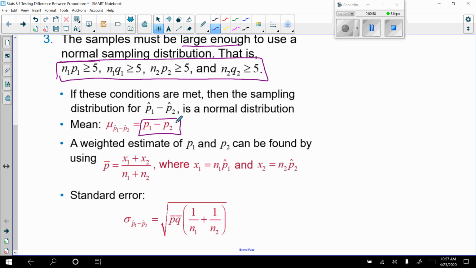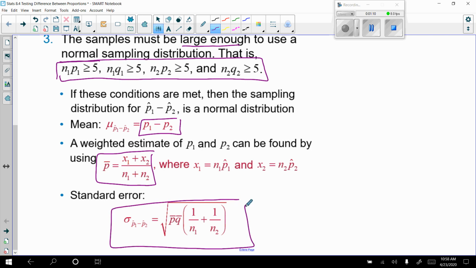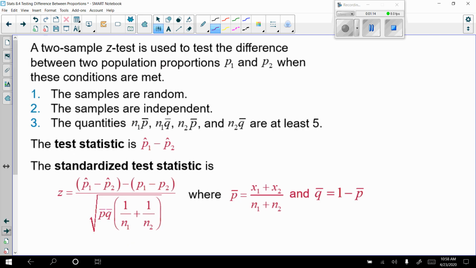If the conditions are met, then our proportions, when we subtract them, look like this. We can find a weighted estimate of our point estimate by doing this. And we can find the standard error equation by doing this.